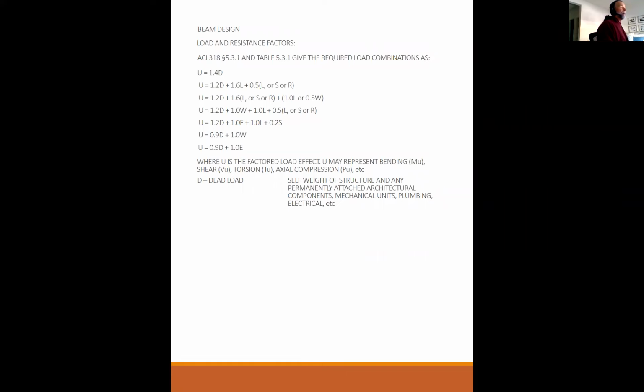Well, it's all about statistics. So the simplest way to explain it is, what is the probability? What is the likelihood that you're going to have the greatest wind effect that you would see in 100 years on the same day as you get a magnitude 7.0 earthquake? What are the odds of that? Well, slim to none. Very, very, very low.